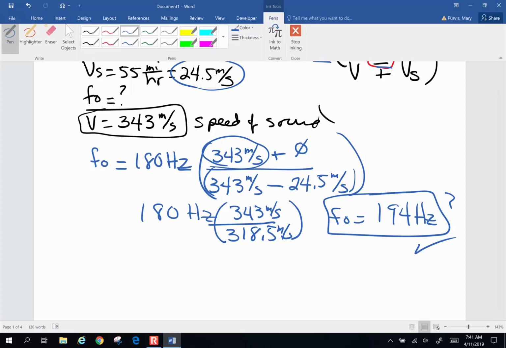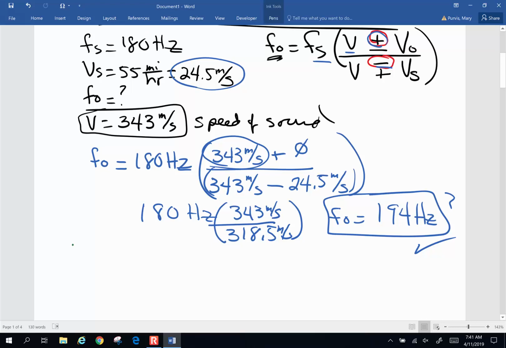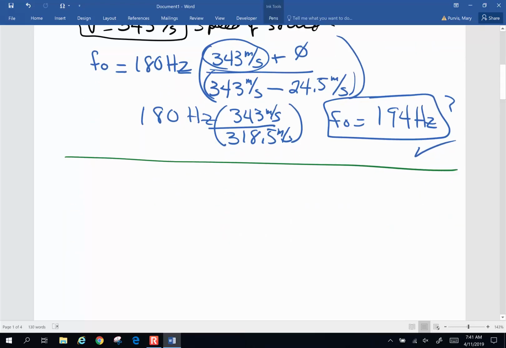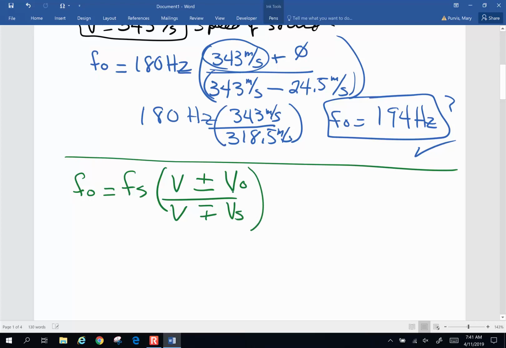Now let's go ahead and do part B. Part B wants to know what happens after the car has passed and it's moving away. What frequency are we going to observe? So the frequency observed is going to be the frequency of the source, velocity of the wave plus minus the velocity of the observer, divided by the velocity of the wave minus plus the velocity of the source. Did I say frequency? I meant velocity there. I may have misspoken.